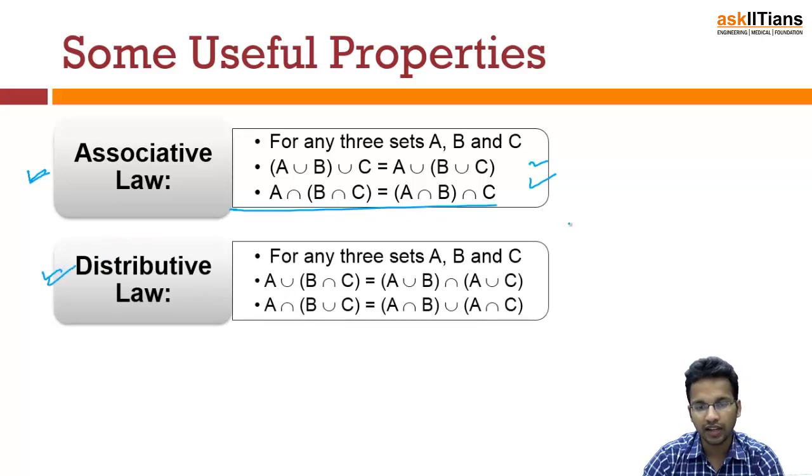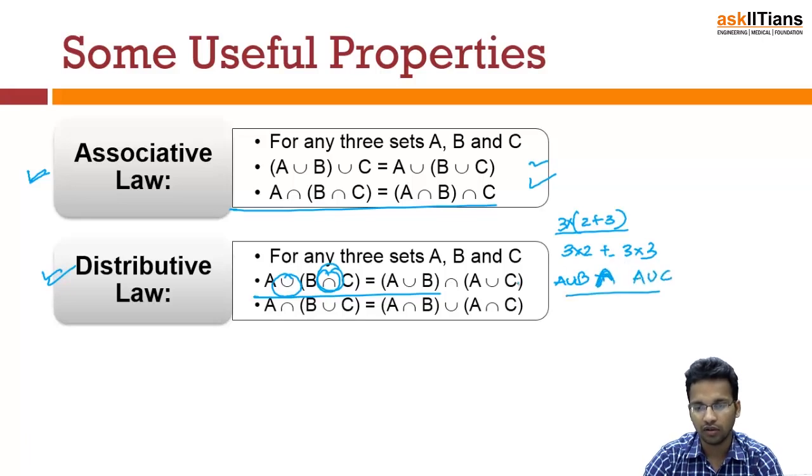Right now, again, like we did before, think of this as multiply and this as addition. So 3 into 2 plus 3. How did we write that? 3 into 2 plus 3 into 3. The same way you're gonna do here. Take union instead of multiply, so A union B, and instead of plus the inside one, the inside one is intersection. So A union C, like this. That is what is written here. Same goes with the intersection part, and if it's opposite inside, does not matter, same property applies.